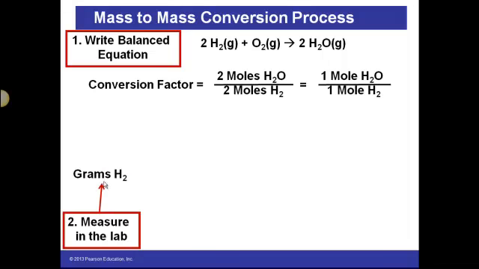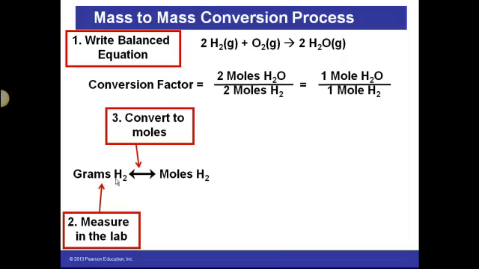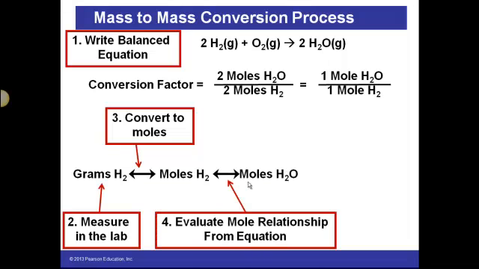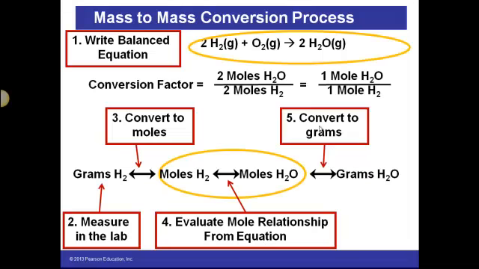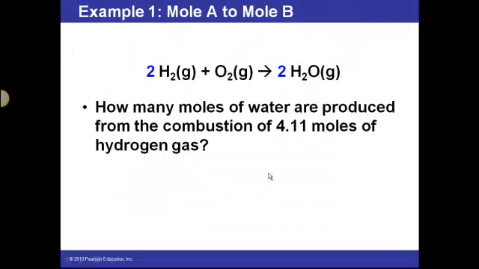So if we have grams of hydrogen gas that we can measure in the lab, we want to convert that to the moles of hydrogen that we have, and then we can calculate by our mole ratio how many moles of water we should make. We can convert this back into grams of water, and this is something that we can physically measure within the laboratory and see how close we got to what we would predict.